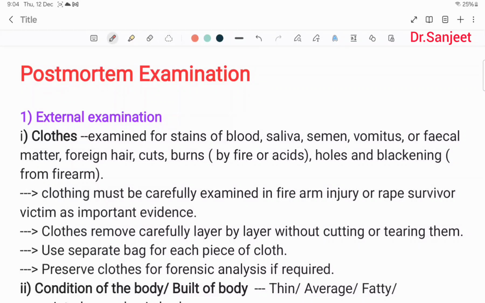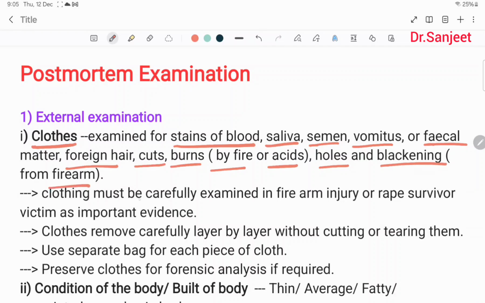Today we are going to continue the same topic, postmortem examination. External examination. First, clothes. Examine for the stain of blood, saliva, semen, vomitus or fecal matter, foreign hair, cuts, burns by fires or acids, holes or blackening from firearm. Clothing must be carefully examined in firearm injury and rape survivor victim as an important evidence.